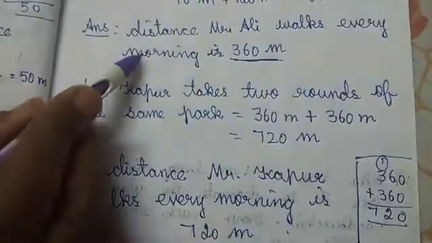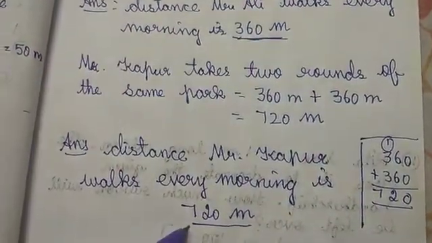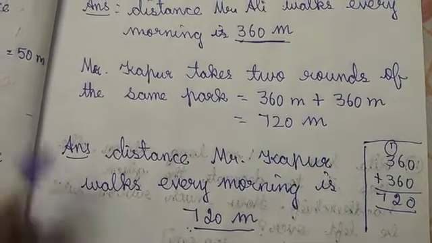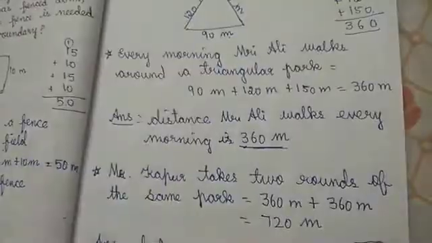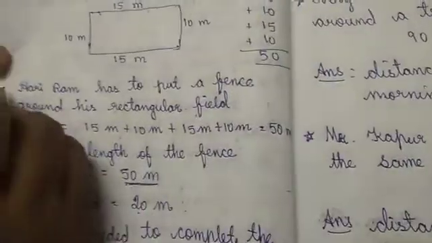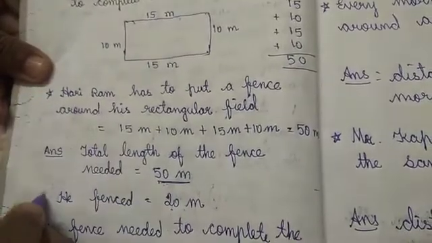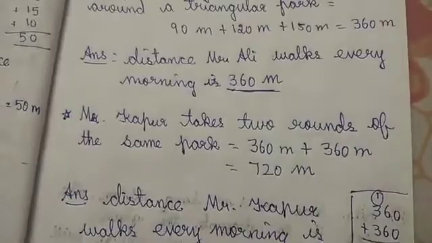So first answer 360 for Mr. Ali and Mr. Kapoor 720 meter. Okay, children. For this one, I'll put for the first one like this and the second one like this I'll put. Okay, children. Here also the same. First question, this one's for the second one. Okay, children. Have you understood? Okay. We'll see the third sum.